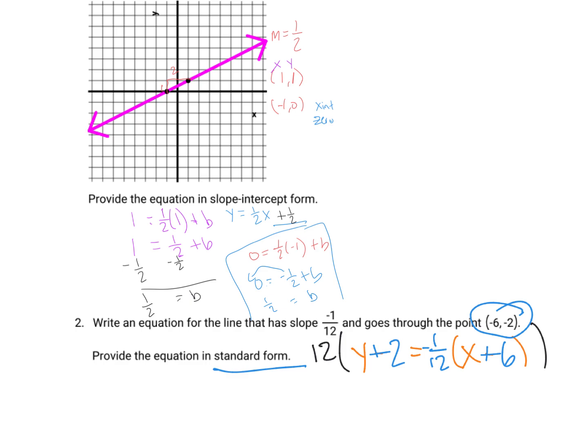Okay, so the way it works is we're just going to do 12 times y is 12y. 12 times 2 is 24. And that's one of those that you should at least know, at least 3 times 12. Because how many inches are in a foot? 12. So that's good to have in everyday life. So then 12 times negative 1/12. Again, when you multiply times the denominator, you end up with just the numerator. So that's negative 1.